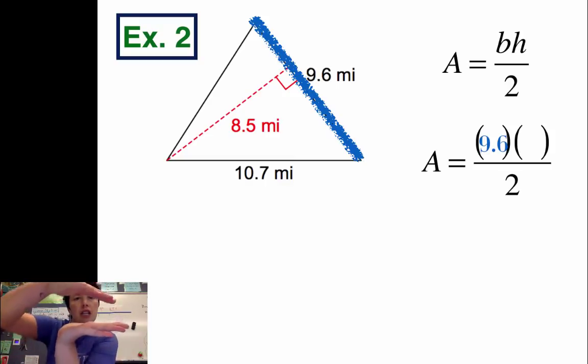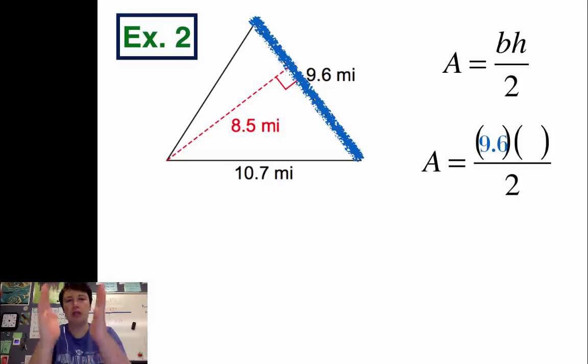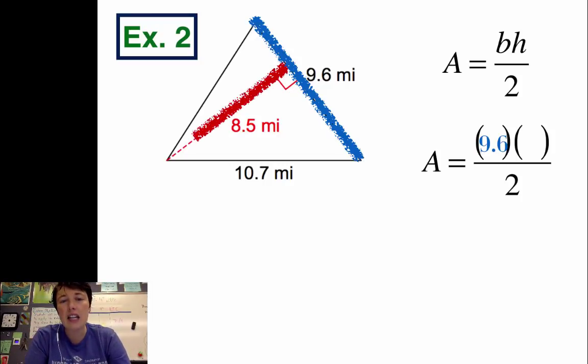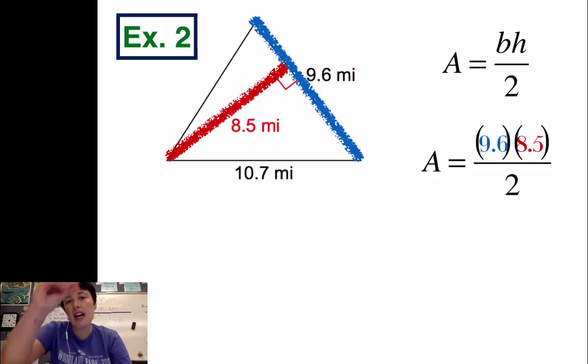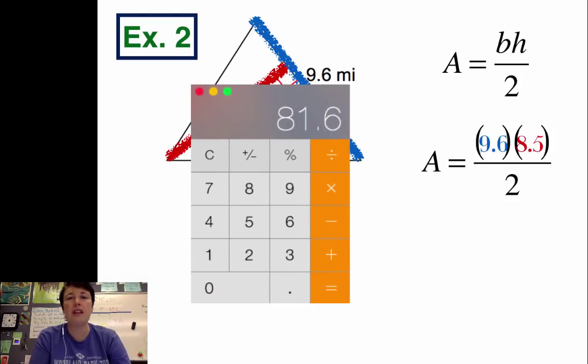It's almost like picture taking the triangle and turning it and setting it up so it sits straight up. That's how I find my base. My height is that 90-degree angle. It's that 8.5 miles. So I'm going to be multiplying 9.6 times 8.5. And in your notes, feel free to kind of highlight your base like I'm doing in the picture and your height, because those are the two numbers we're looking for. Like that 10.7 that's in the picture, didn't even need that number. It's a distraction, actually. So I'm going to multiply on my calculator. 9.6 times 8.5 is 81.6.